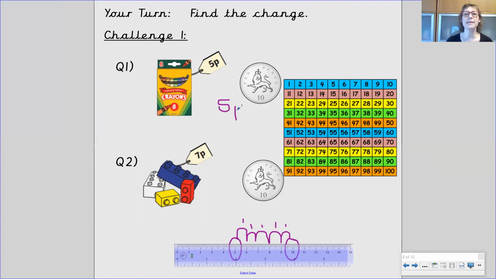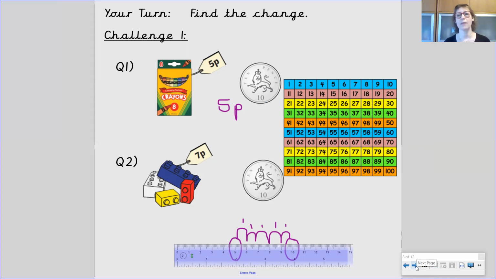You only need to write down the answer. You don't need to write the question. You don't need to draw coins. You don't need to draw packets of crayons, just the answer. So you just can write question 1, 5p. Question 2, and I'm not telling you the answer for that one. So that's challenge 1. If you found that tricky, then stop there.